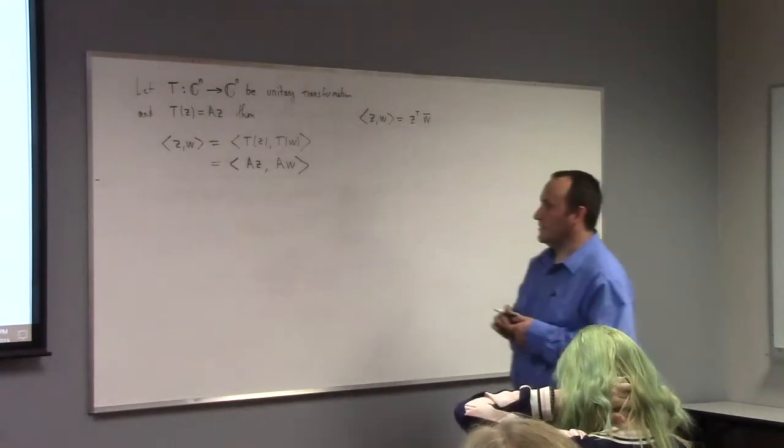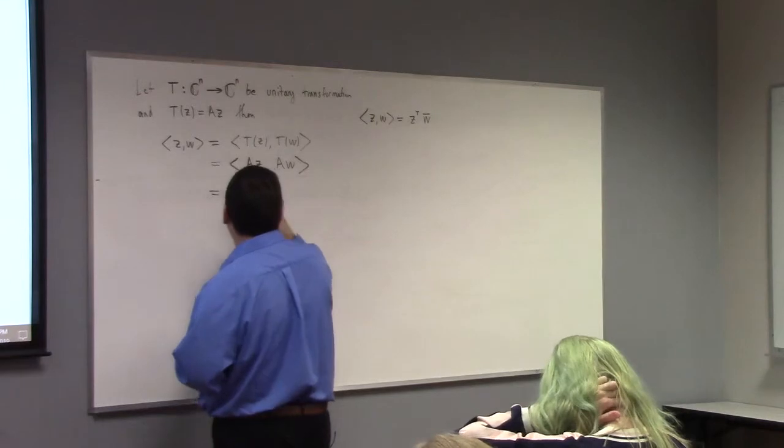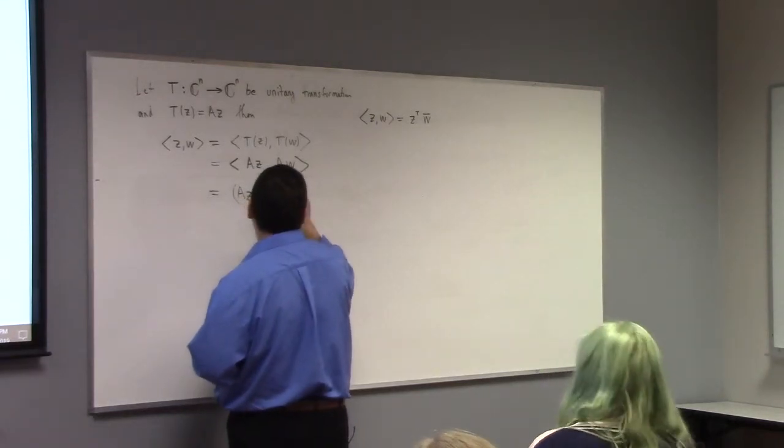So, okay, what's that look like here? AZ transpose times AW complex conjugate.